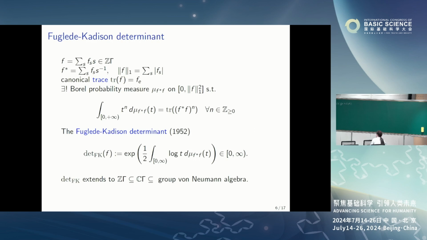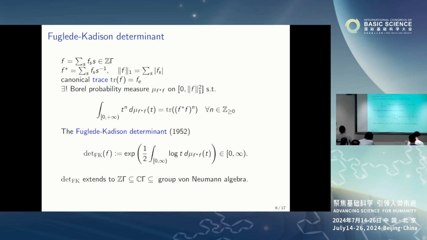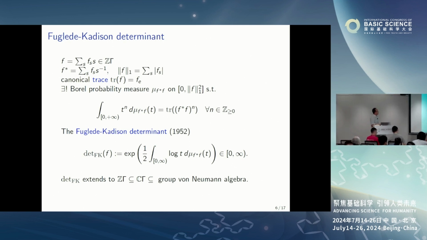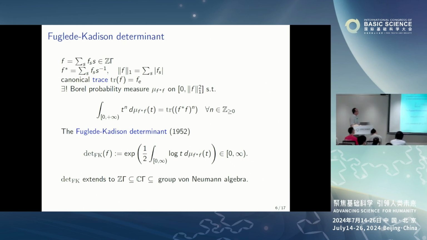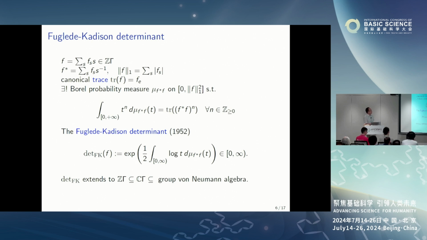Then for whenever this f is actually self-adjoint, but I don't want to talk about that, so I will just say we look at f star times f. Then for f star times f, there is one Borel probability measure on the real line. It turns out that this measure is actually supported on the positive half. Actually, more than that, it is on some bounded interval there.